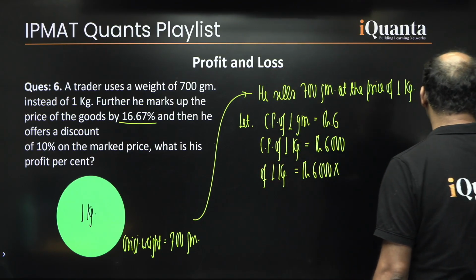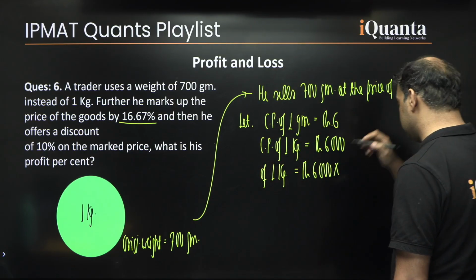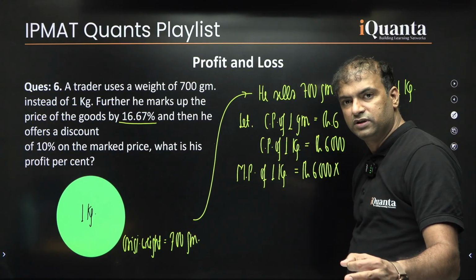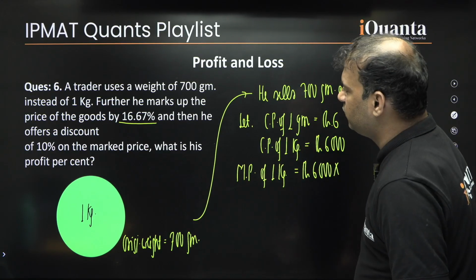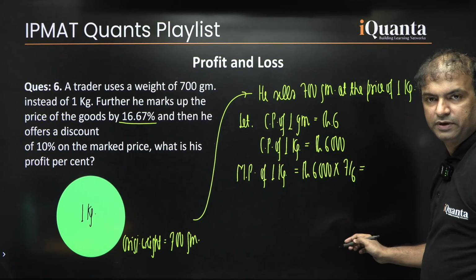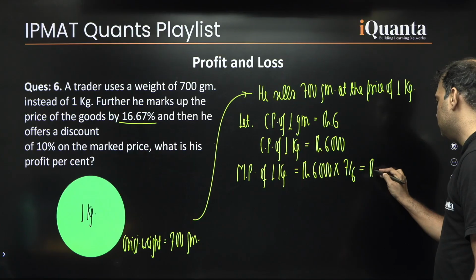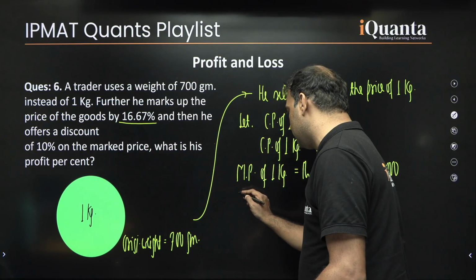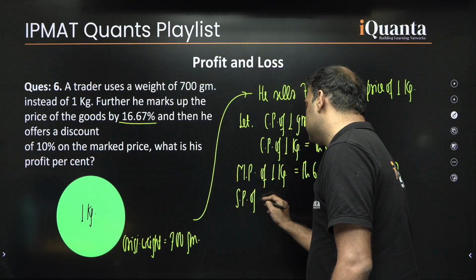So mark price is 16.66% more than that. 16.66% we know is 1 by 6, so it should be 7 by 6 of the cost price. Simple, which should be 7,000. All right, now the next thing we'll say is the discount and the selling price finally, right? Discount is given how much?